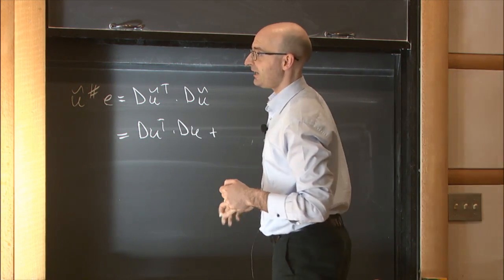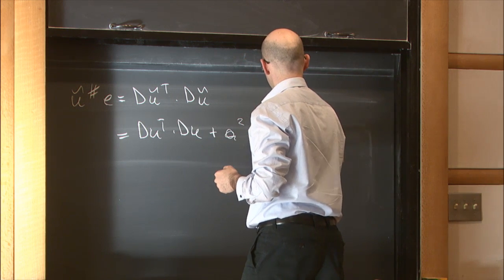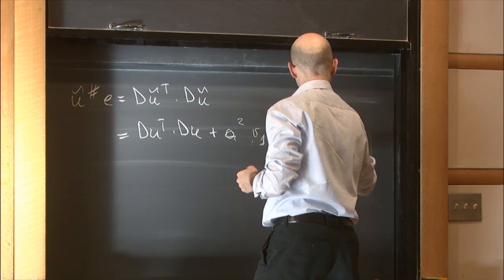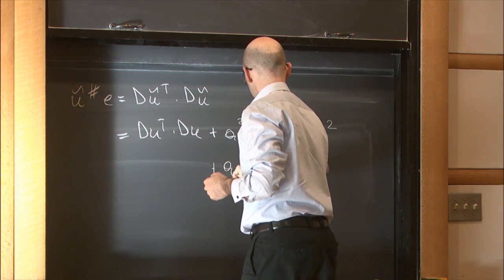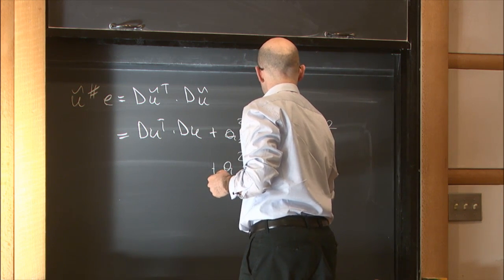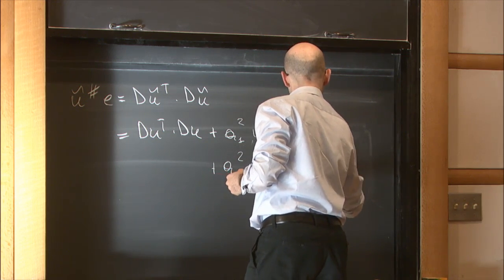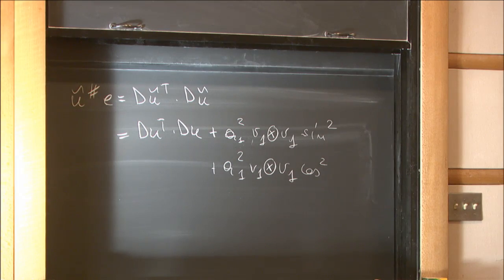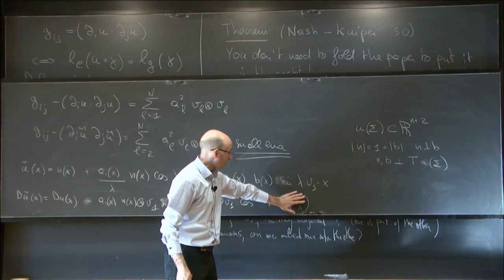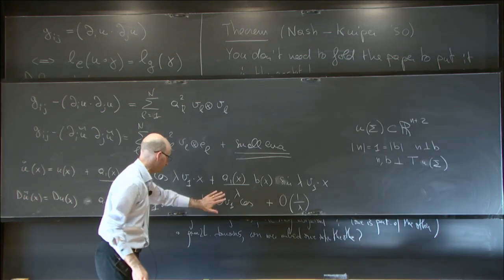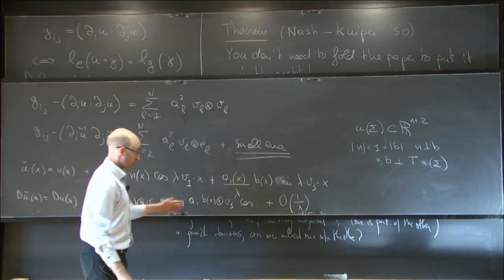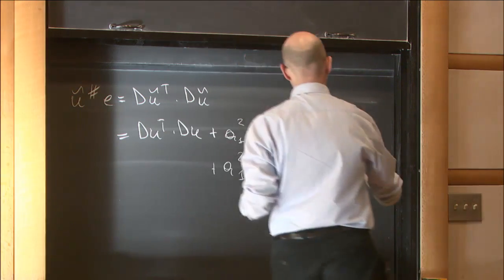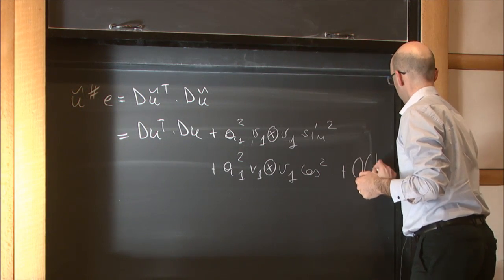Then there's going to be a squared v1 tensor v1 sine squared, and then there's going to be a squared v1 tensor v1 cos squared. So this is what is coming from these three separate parts. And then, of course, there will be the error, which is messing things up, because this error will have non-trivial interaction with these other terms. And, of course, it will also have a non-trivial interaction with itself. But everything remaining is big O of 1 over lambda.